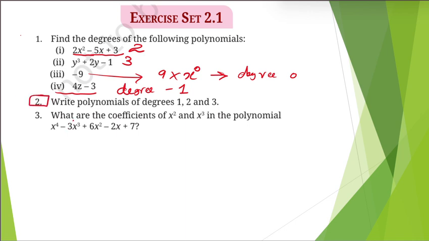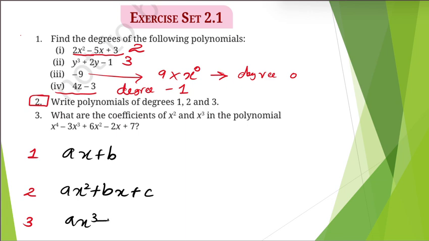Now we will move to the second question. The question is: write a polynomial of degree 1, 2 and 3. It's a very easy question because you can write an infinite number of polynomials with degree 1, 2 and 3. First of all, let us check the general forms once again. If it is degree 1, the general form is ax plus b. If it is degree 2, the general form is ax square plus bx plus c. If it is degree 3, it is a cubic polynomial. Its general format is ax cube plus bx square plus cx plus d.